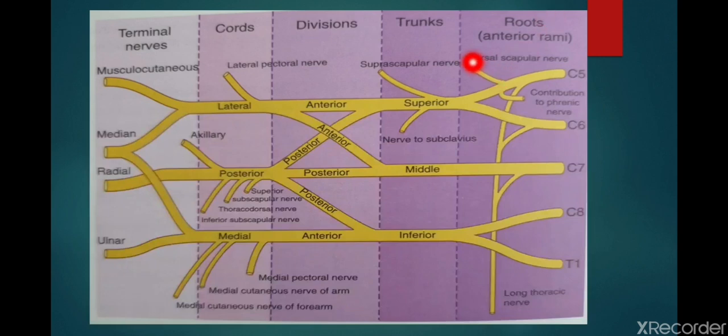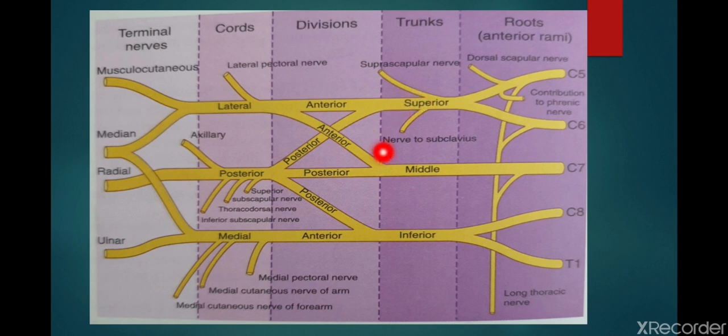Okay, so you notice the roots. There are two branches from the roots, the dorsal scapular nerve and also the long thoracic nerve, going from C5, C6 and C7, and the dorsal scapular nerve goes from C5. Union of C5, C6 makes the superior trunk. The superior trunk gives rise to two branches, the suprascapular nerve and the nerve to subclavius. Next, the C7 root continues as the middle trunk. C8 and T1 roots join together to form the inferior trunk.